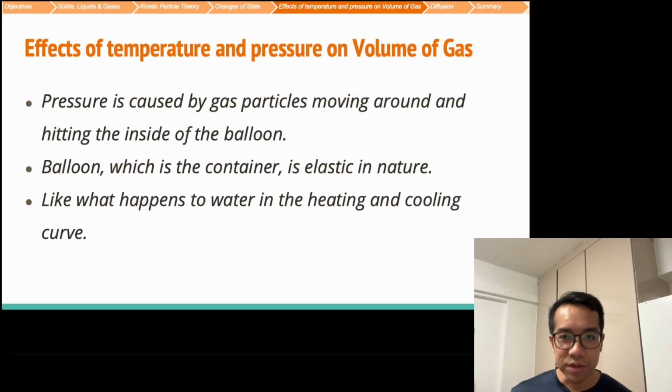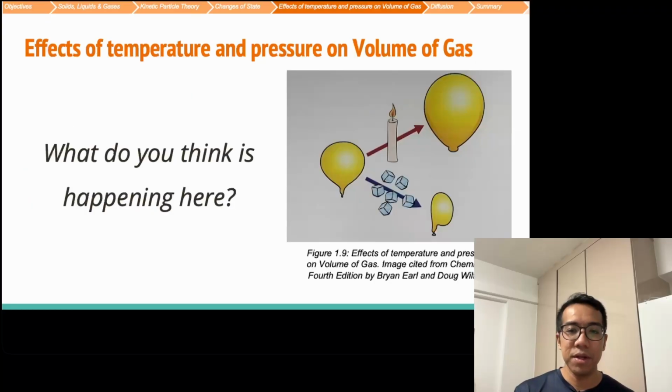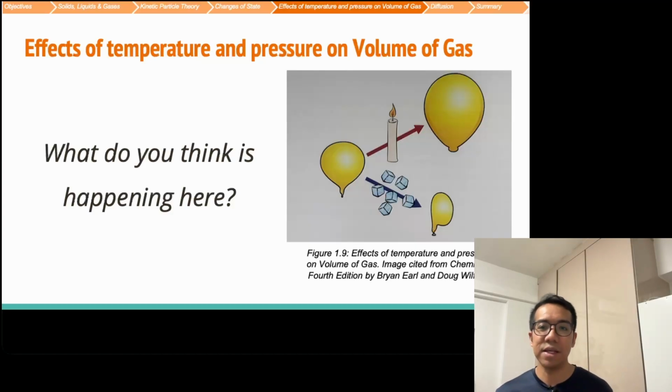So the pressure itself is caused by the gas particles moving around in the balloon. They are moving in random formation, hitting the balloon all over the place. So basically the balloon, the container, is elastic in nature. What it is saying is that you would not be able to see this change if the container itself is solid, let's say a Tupperware, then you will not see this change with your naked eye. But because the balloon itself is elastic by nature, you can see the effect of temperature and pressure on the volume of gas because of the elasticity of the balloon itself.